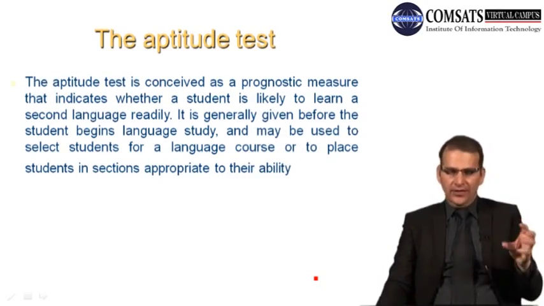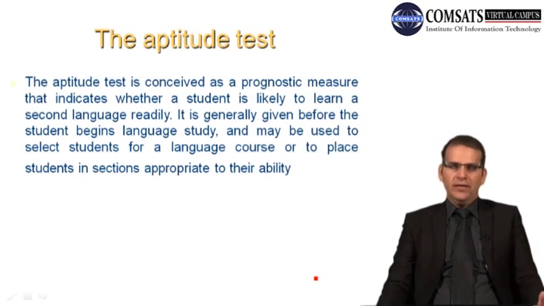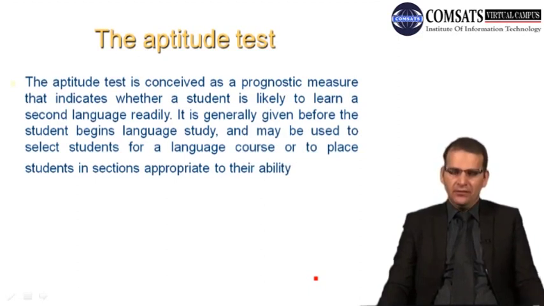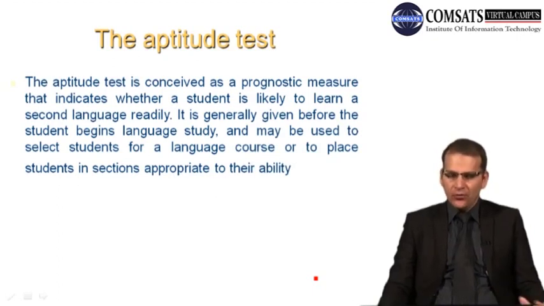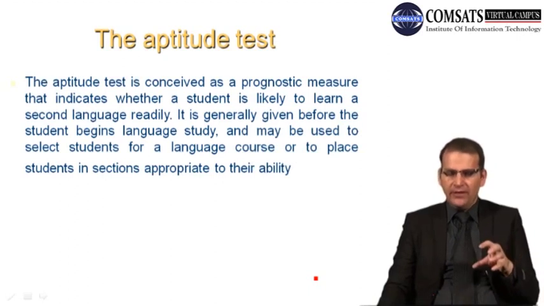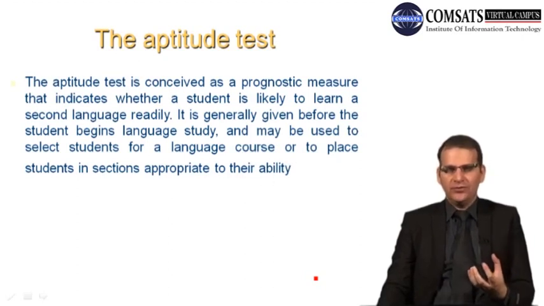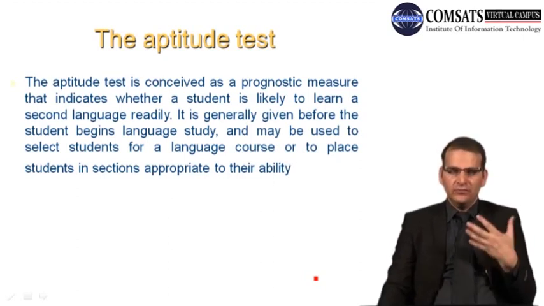So based on that assessment, that evaluation, that marking, we grade our students, or we place our students. That can be called a placement test, right? Because we have to place students in different programs. Some are easy programs, some are complex programs, and so those tests determine where that student should be placed. So aptitude is conceived as what? A prognostic measure that indicates whether a student is likely to learn a second language or not, right? So this is a test we call aptitude test.